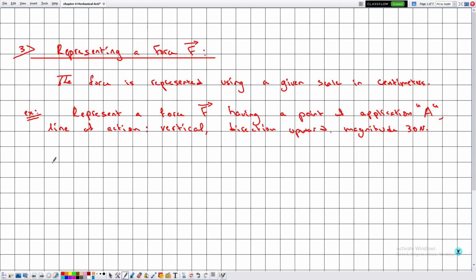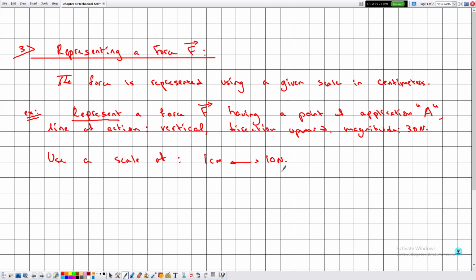Use a scale of 1 centimeter corresponds to 10 newtons. So now we need to represent this force F having the following properties: the point of application is A, the line of action is vertical, and the direction is upward. The magnitude of this force is given by 30 newtons. And I repeat, by represent, it means that we need to draw.